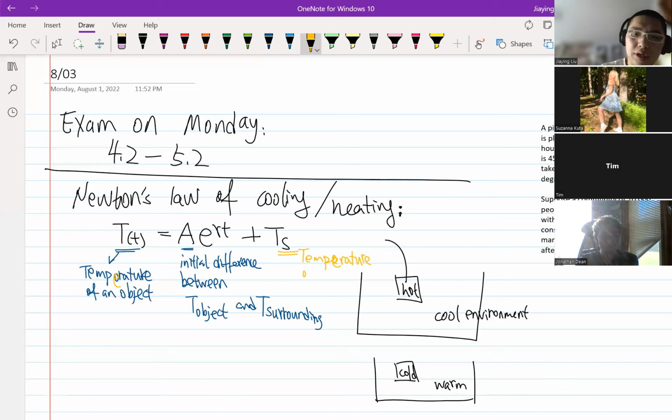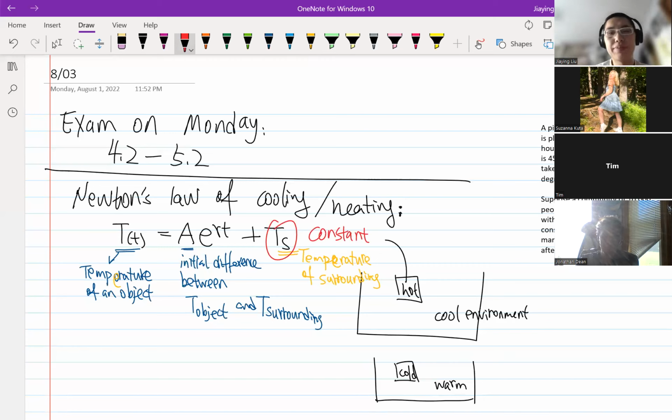So, temperature of surrounding. We're going to assume that the temperature of the surrounding is constant, it doesn't change, even if we put something hot in there, because the environment is so big that eventually the disturbance is canceled throughout the environment. So the temperature of the environment doesn't change. So this is the constant.